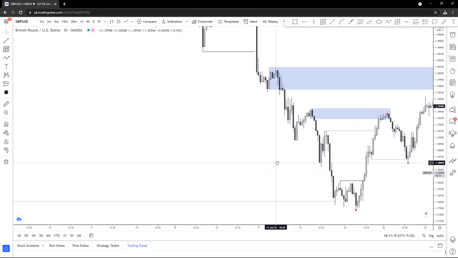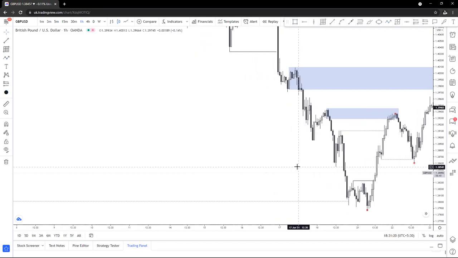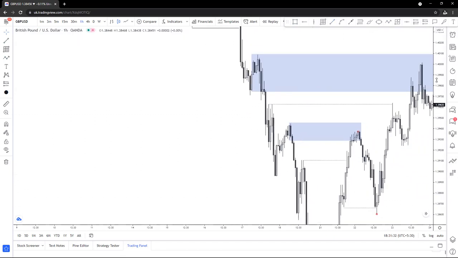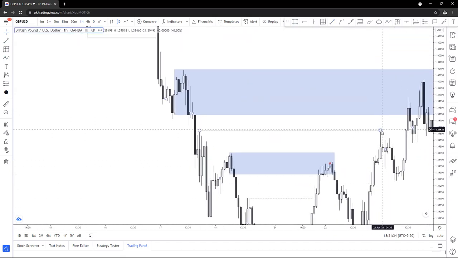Once a major high or low has been taken out. Now right here we have these highs. And then you see, price just wicked it. And now, do they have any reason to keep going higher?